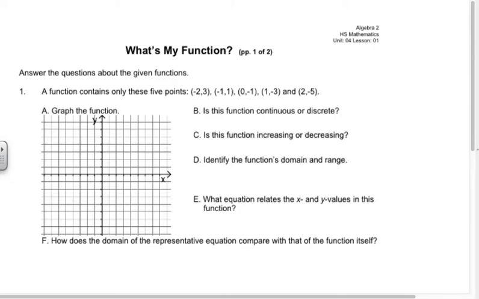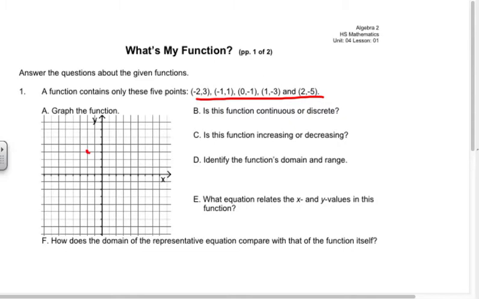Okay, so this is my function, page 1. You take a look at it. Part 1: the function contains only these 5 points, and I list them here. That should give this away as being a discrete function, but the first thing we're going to do is plot them.